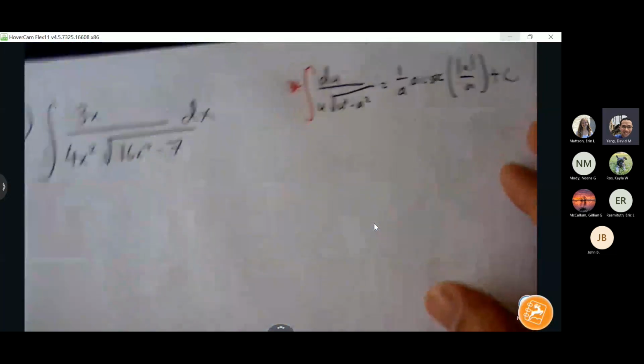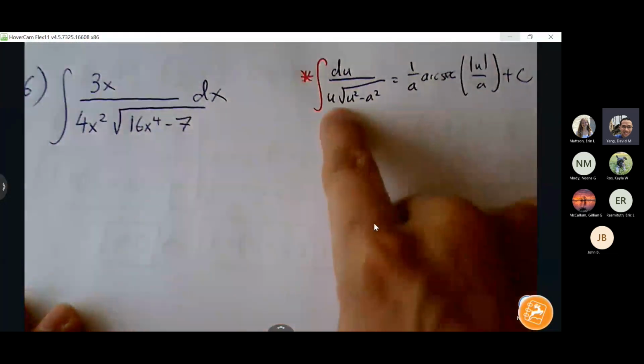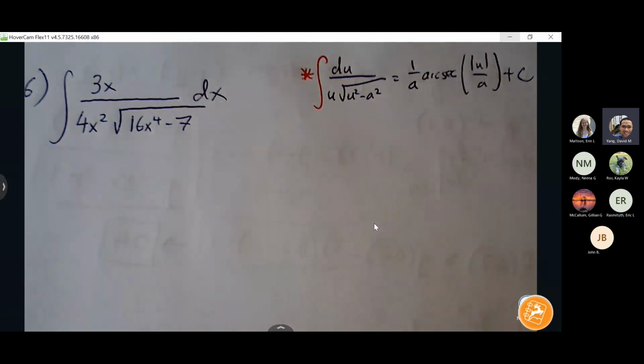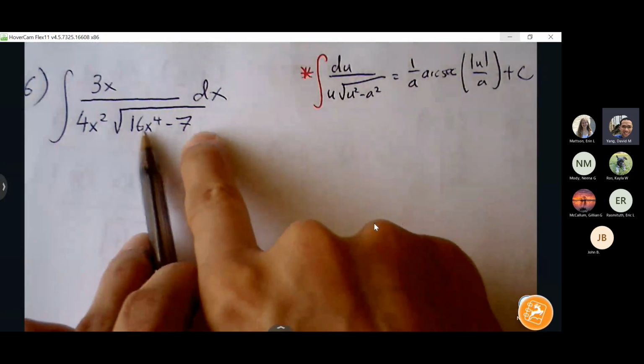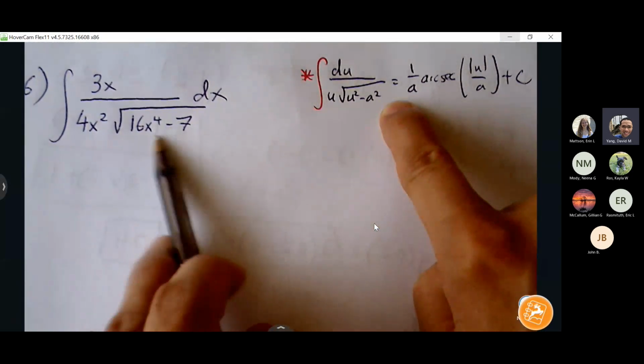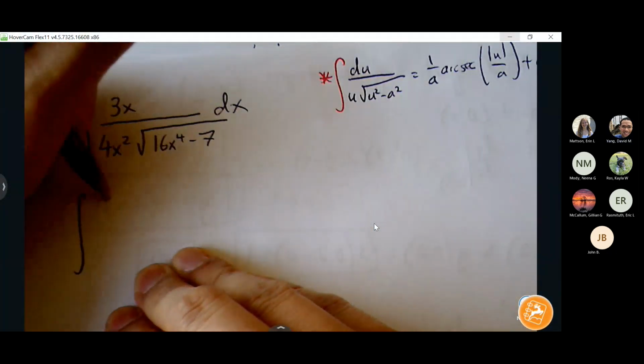Okay, so we know this is what we're trying to work towards. We're trying to make this problem look exactly like this rule. Then we know we can apply it. All right, but we know we have to do some work inside our radical because these are not the correct u and a values. We've got to get it into the proper form. So this is how we're going to do it.